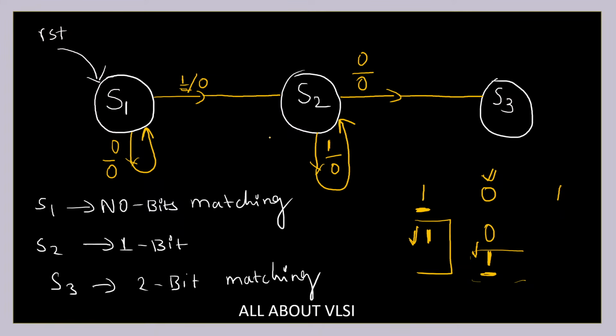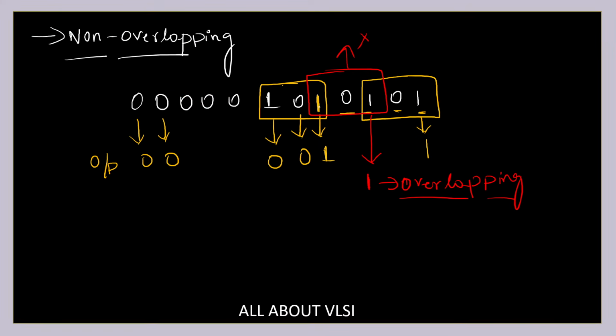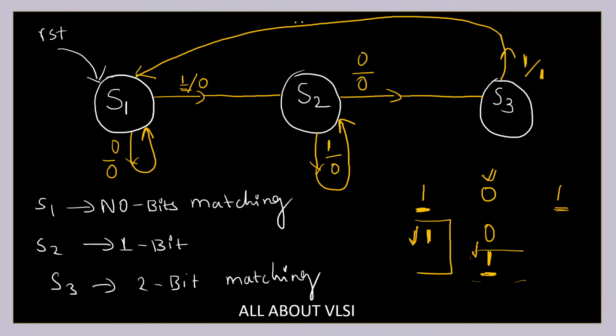This is my scenario. Now, if I've entered into S3, in S3 I need 1. And if I get 1, then I'm simply going to S1, and my output will become 1. Why am I going to S1? Because this is non-overlapping, and using this last bit you are not supposed to form any other sequence. That's the reason you're simply going to the S1 state and your output is equal to 1.